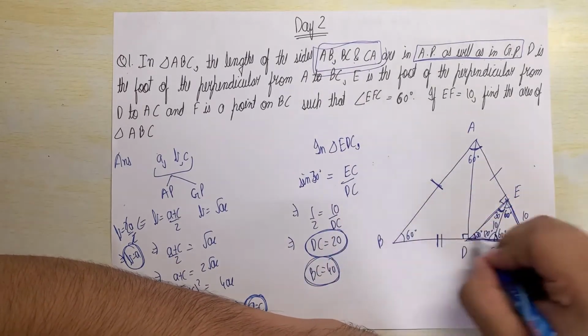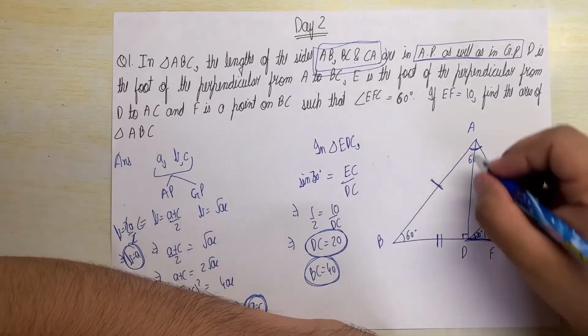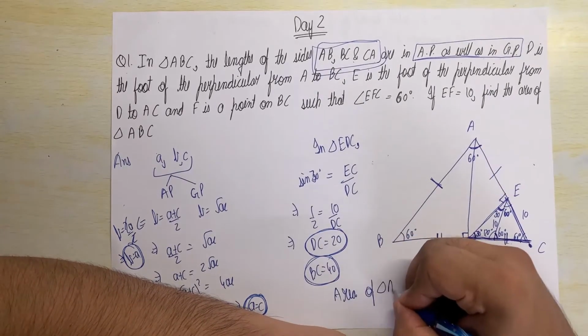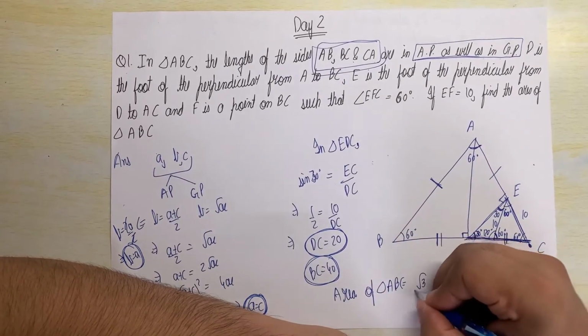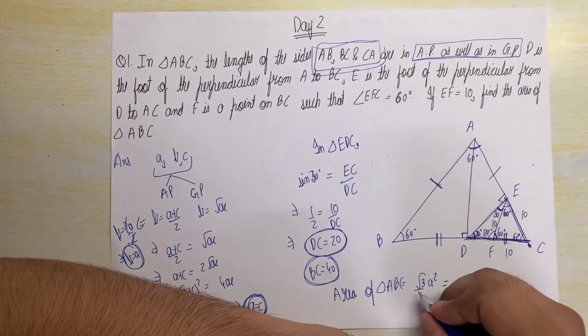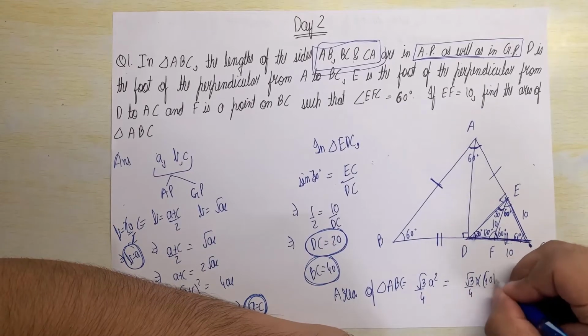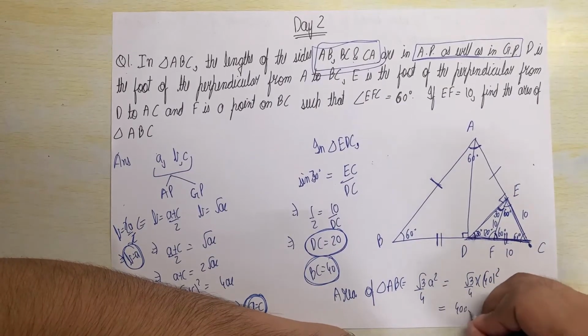We know the side of the equilateral triangle, so the area of triangle ABC is very easy. Just root 3 by 4 a square, where a would be 40. So root 3 by 4 into 40 square. So this would be 400 root 3.